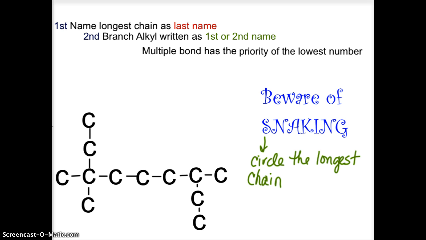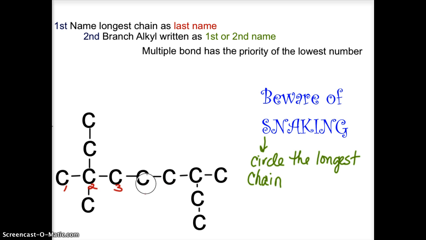So I'm looking at this picture of this carbon molecule here, and you may think that the longest chain is right here, where this is first carbon, second carbon, third carbon, fourth carbon, fifth carbon, sixth carbon, seventh carbon. That would be wrong. The chain is actually longer than 7 carbons long. You have to beware of the fact that this carbon molecule can bend, and what I call that in my classroom is snaking. A good strategy is to circle the longest chain.